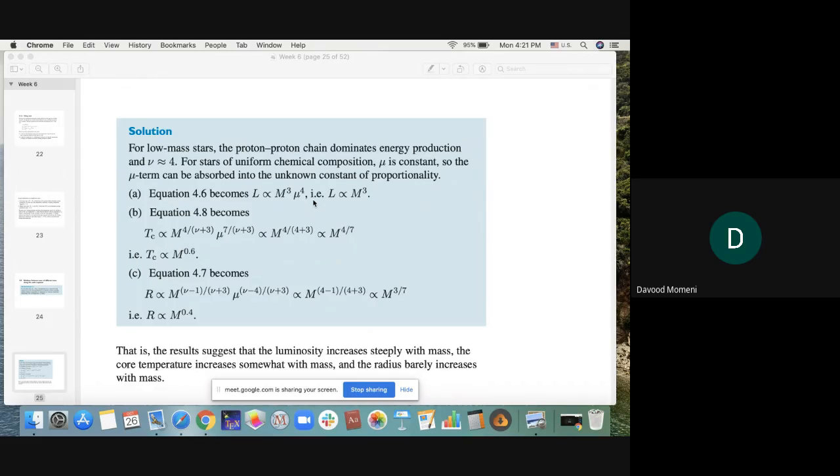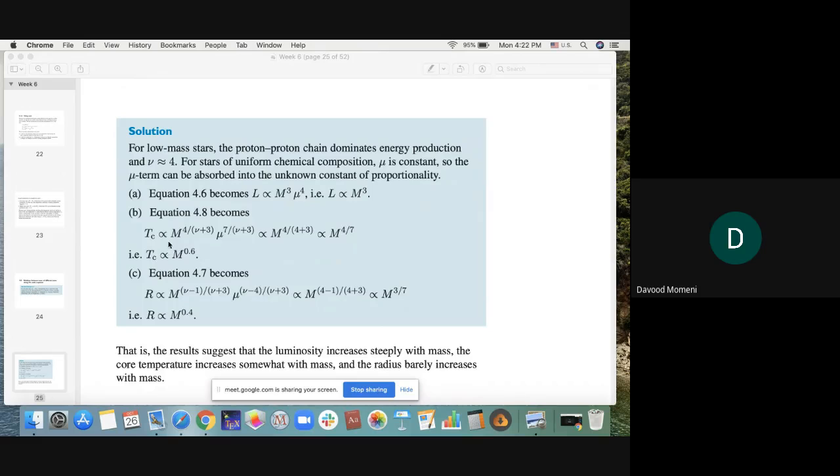And because it is about a single star, there is no change in mass. Because these are low mass stars, the proton change dominates, so the chemical potential for them is constant. You can show that the luminosity based on these calculations is proportional to the cubic M.